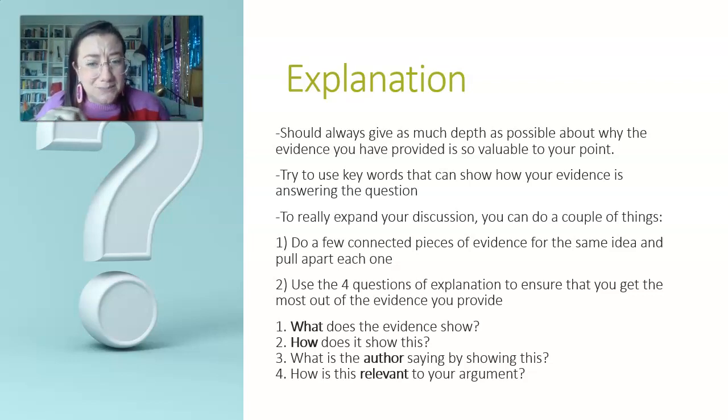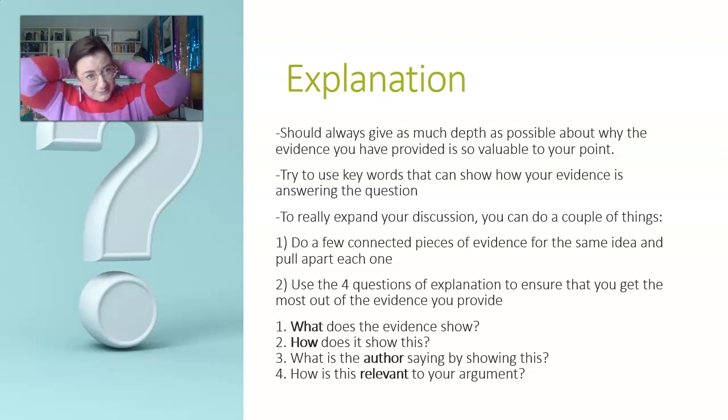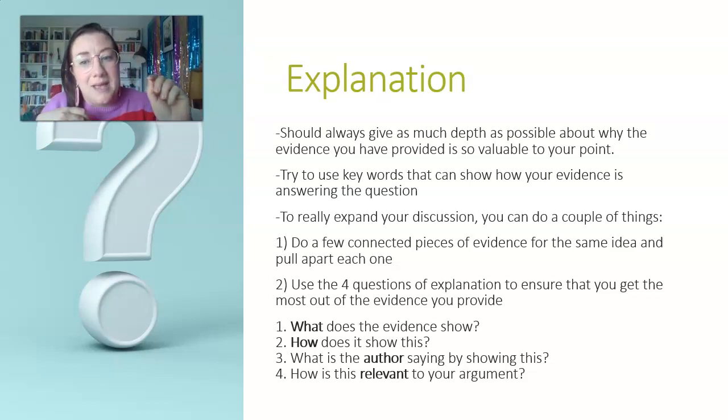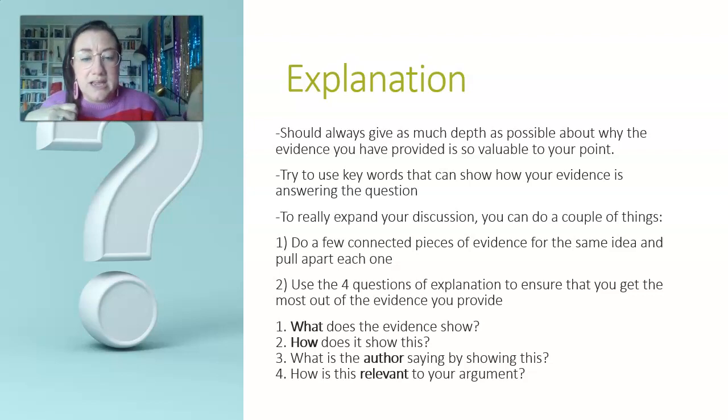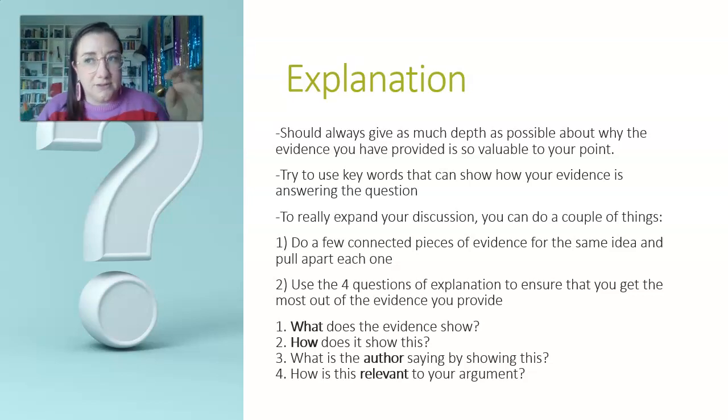To also expand on your discussion, if you're somebody who often gets their essays back and it says not enough depth, your problem is your explanations. Your explanations are lacking depth. And how do you fix that? Well, you can do lots of small pieces of evidence on the same idea and pull apart each one of those. I'll show you that in my bigger example. So you give lots of small pieces of evidence and you explain each one of them, and thus lots of little bits equal one big.